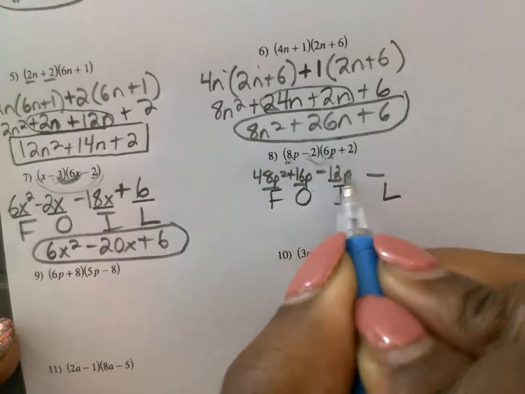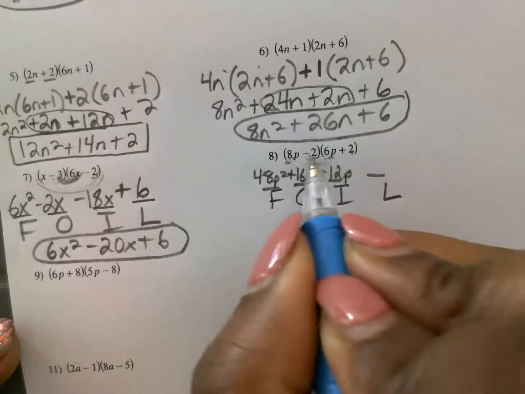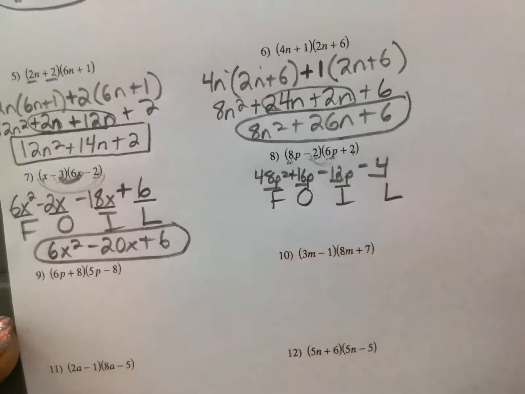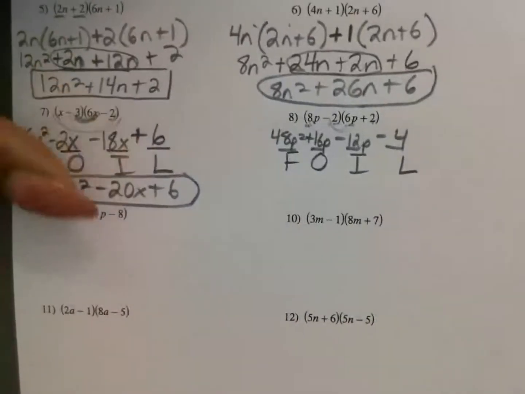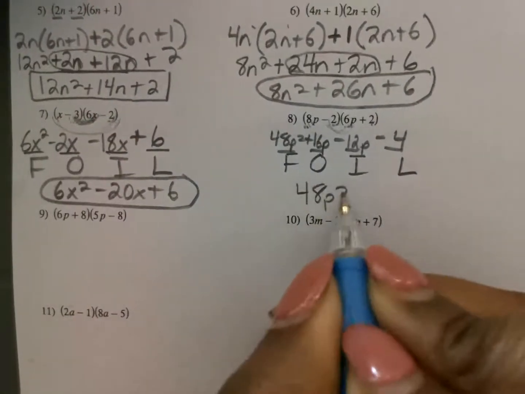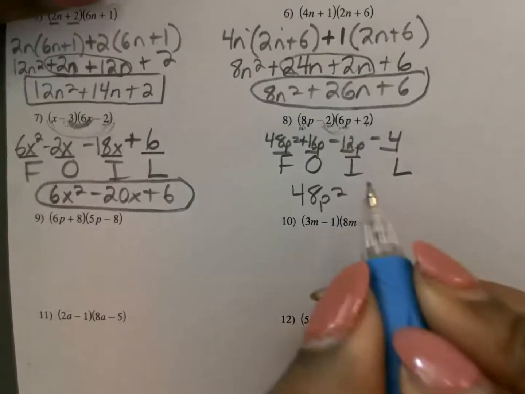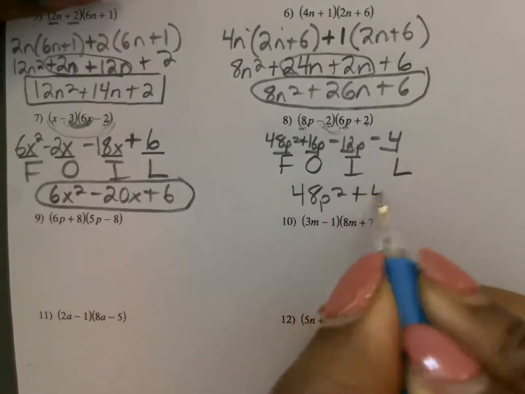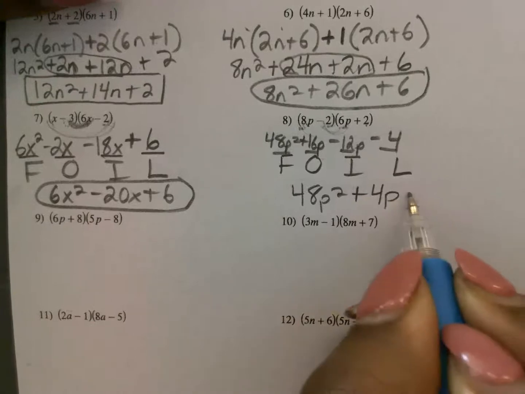Negative 12p. Last, the 2 on the end. What do you get? Negative 4. So now, what's our answer going to be here? We got 48p to the second plus 4p minus 4.